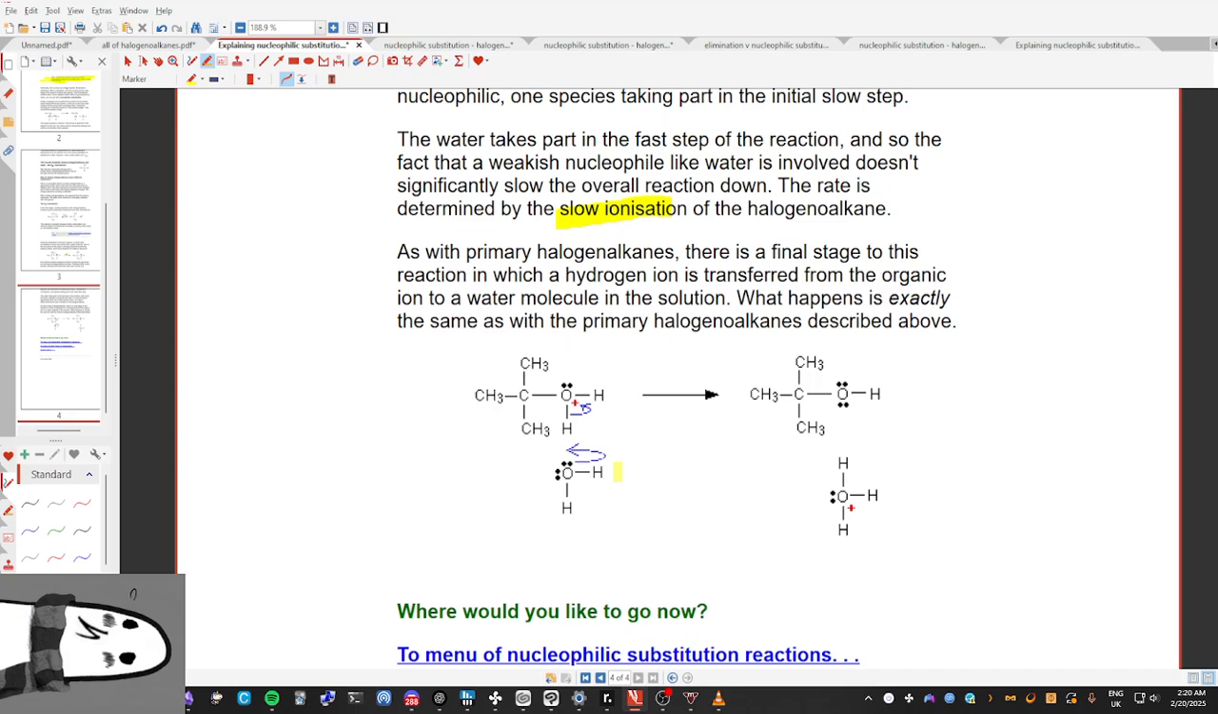As with primary halogenoalkanes, there's a final stage to this reaction in which a hydrogen ion is transferred from the organic ion to a water molecule in the solution. What happens is exactly the same as primary. Okay, sorry, there's nothing happening.